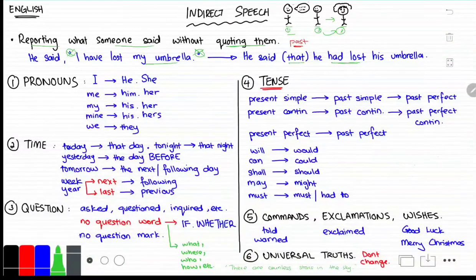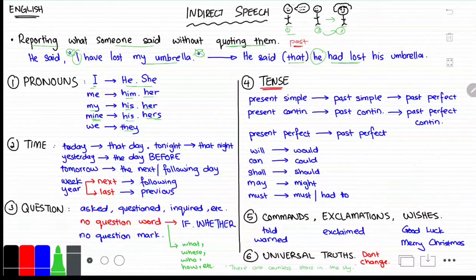Let's start one by one. What happens to pronouns in indirect speech? If in the sentence the person used "I," it changes to "he" or "she." For example, "I have lost my umbrella" becomes "he said that he had lost his umbrella." If it's "me," it changes to "him" or "her." "My" is "his" or "her." "Mine," the possessive, becomes "his" or "hers." And "we" changes to "they." For example, "we haven't traveled before" becomes "they said that they hadn't traveled before."